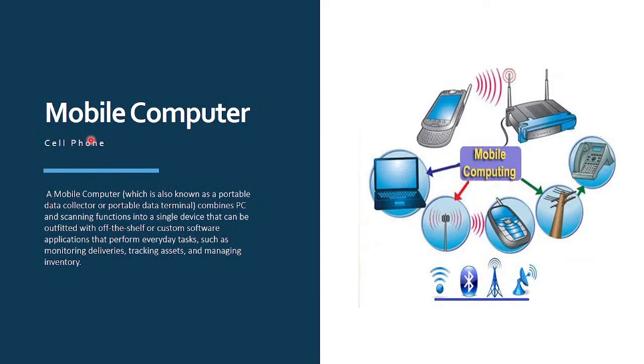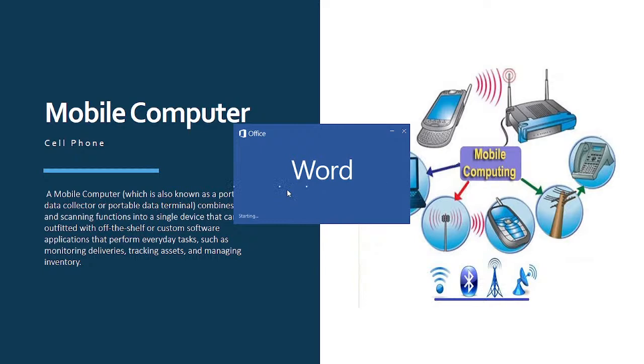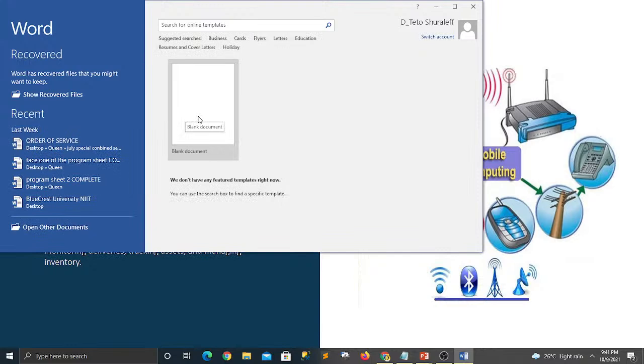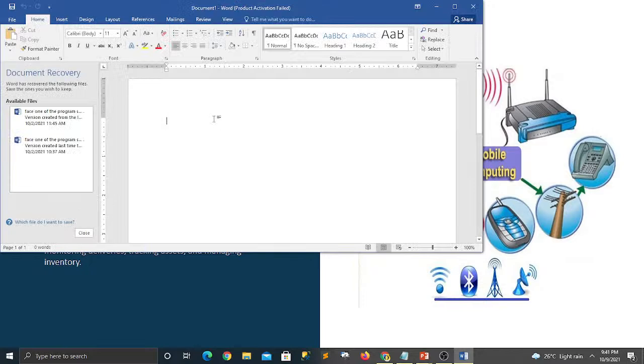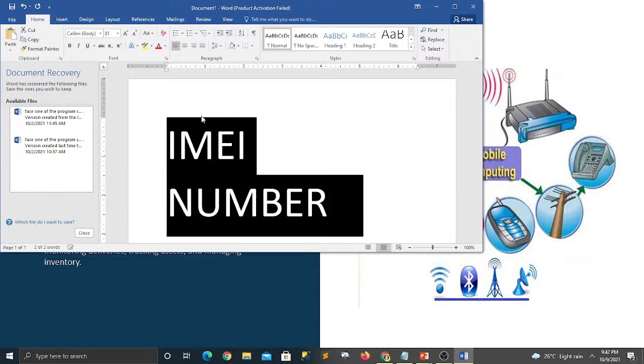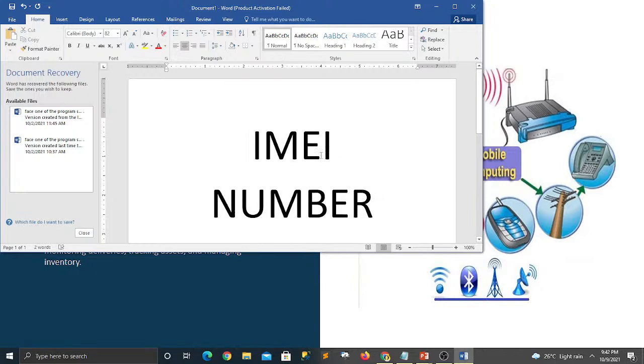Okay. Stay calm. Let me open Microsoft Word here so that you can see something quickly. Okay, there it is. Let me stretch it out for you to see clearly. This is what I'm talking about. The IMEI number of your mobile phone. This is very important.